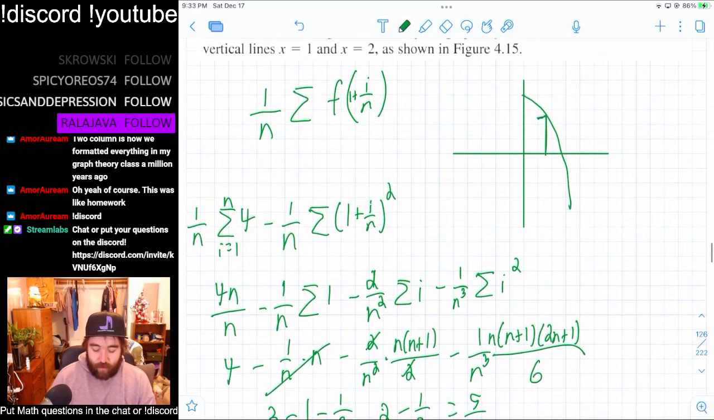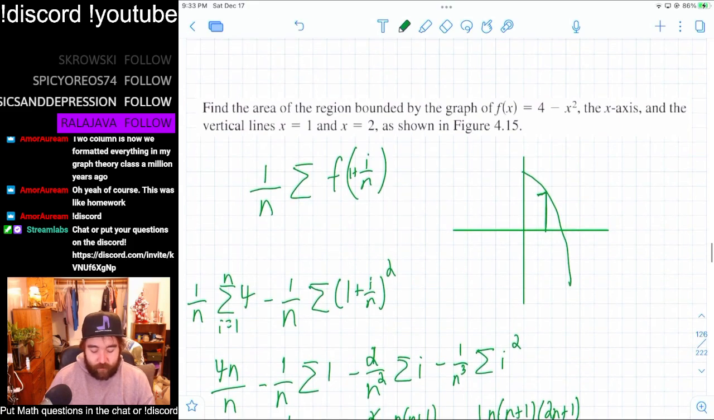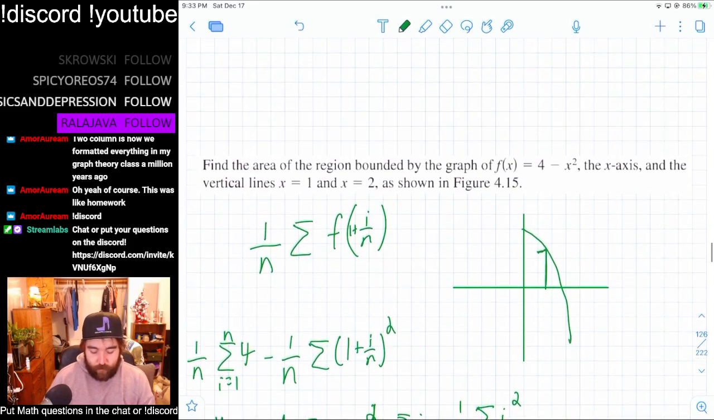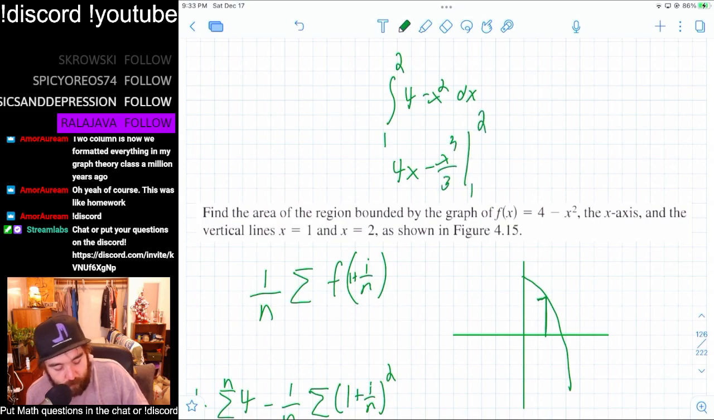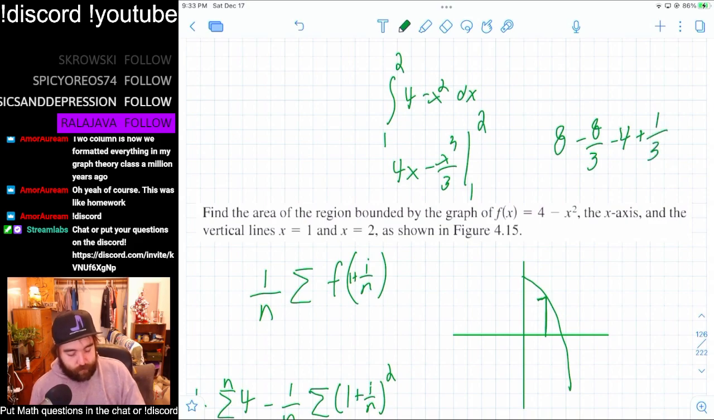Well, we did it all out, and that's what we got, so it makes sense. Let's do the integral and see if it agrees. We're doing it from 1 to 2. That's how it's different this time. The integral of 4 minus x squared dx is 4x minus x cubed over 3 from 1 to 2. So that's 8 minus 8/3 minus 4 plus 1/3.